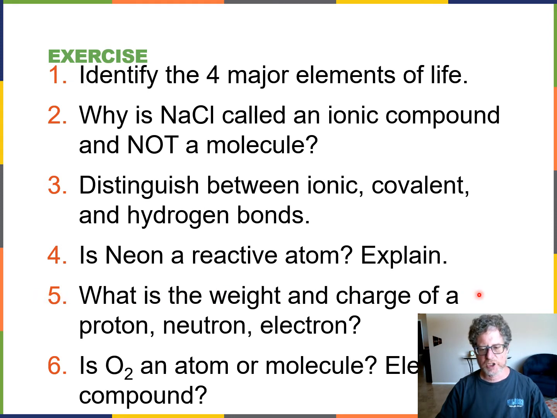What is the weight and charge of a proton, neutron, electron? Proton, +1, weight of 1. Neutron, charge of 0, weight of 1. Electron, charge of -1 and weight of 0. Is O2 an atom or molecule, element or compound? O2 is a molecule, and it's an elemental substance, so it's an element.